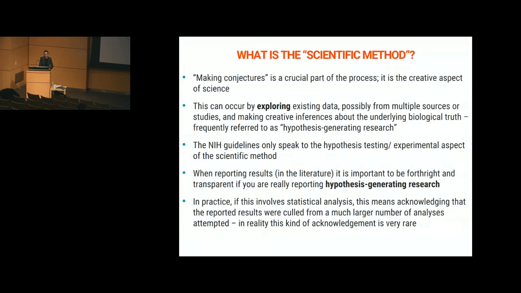The guidelines focus specifically on hypothesis testing and not hypothesis generating. When reporting results, it's important to be forthright and transparent if you're really reporting hypothesis generating. And this goes back to the multiple comparisons, multiple hypothesis problem that I described. If your analysis involves many hypotheses or analyses or different methods that were evaluated, then the reported results should acknowledge that, because then it's obvious that there is some randomness in terms of what is true positive or false positive.